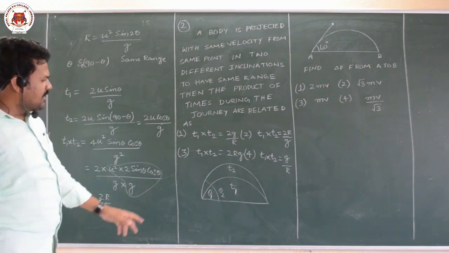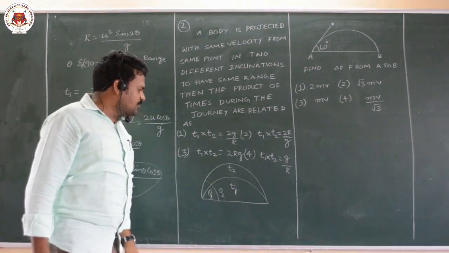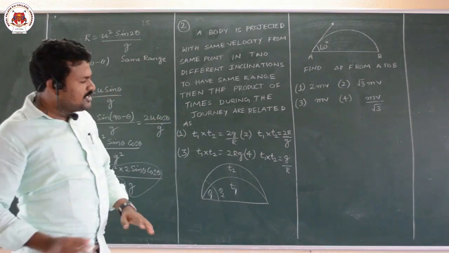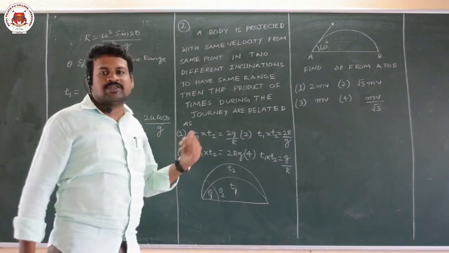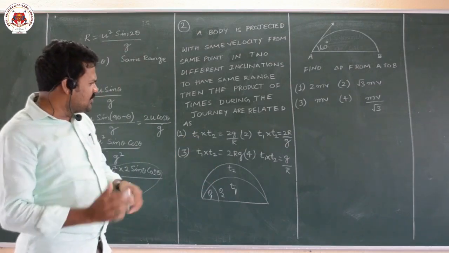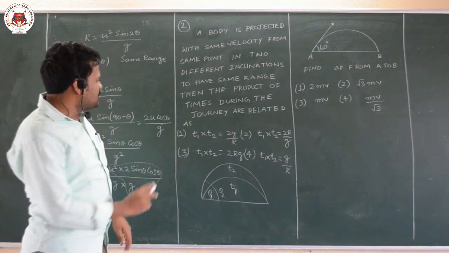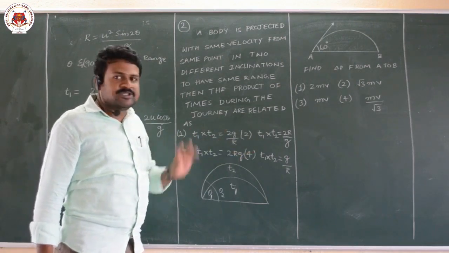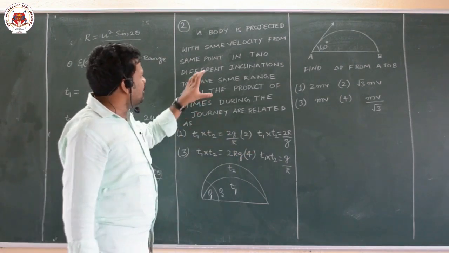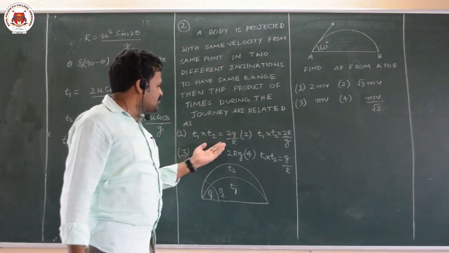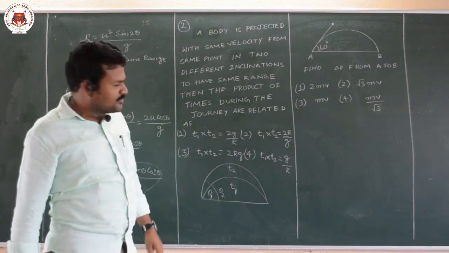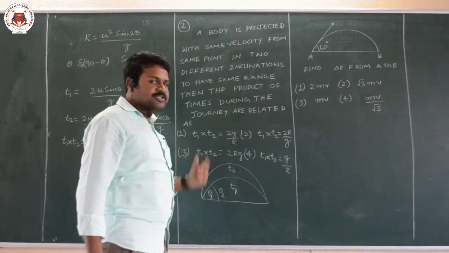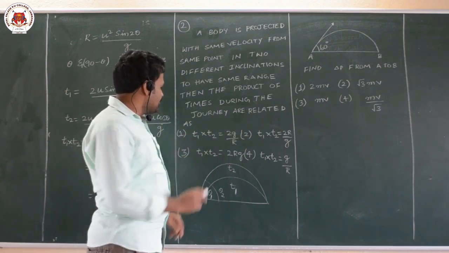In the same question they can ask maximum height during the first journey is h1, maximum height during the second journey is h2, then what is the relationship between h1, h2 and range, that also you can find. And if you observe here, this question can be answered even without solving. If you are perfect with your units and dimensions, you can directly get the answer. You can take the dimension formula of the left hand side and right hand side, then you can get the answer. Time into time, you should get t square.